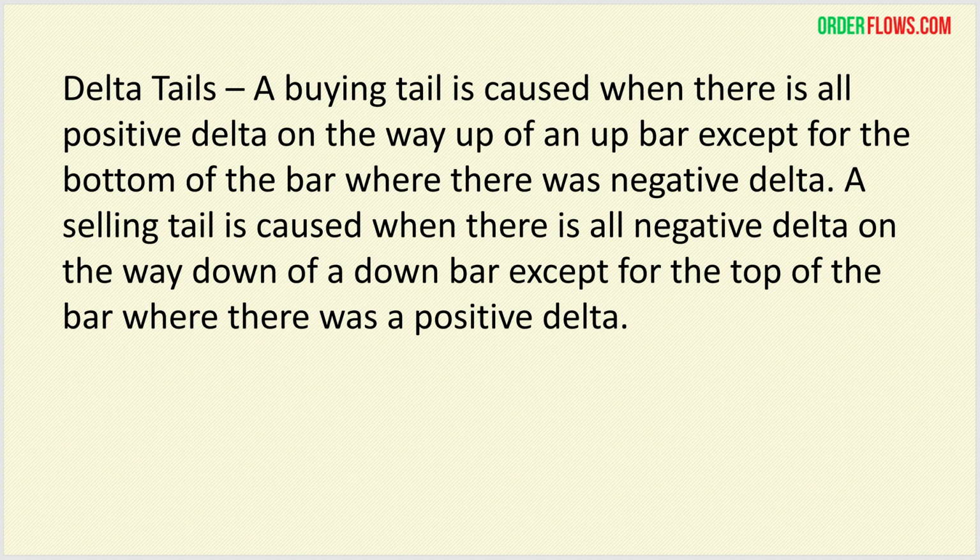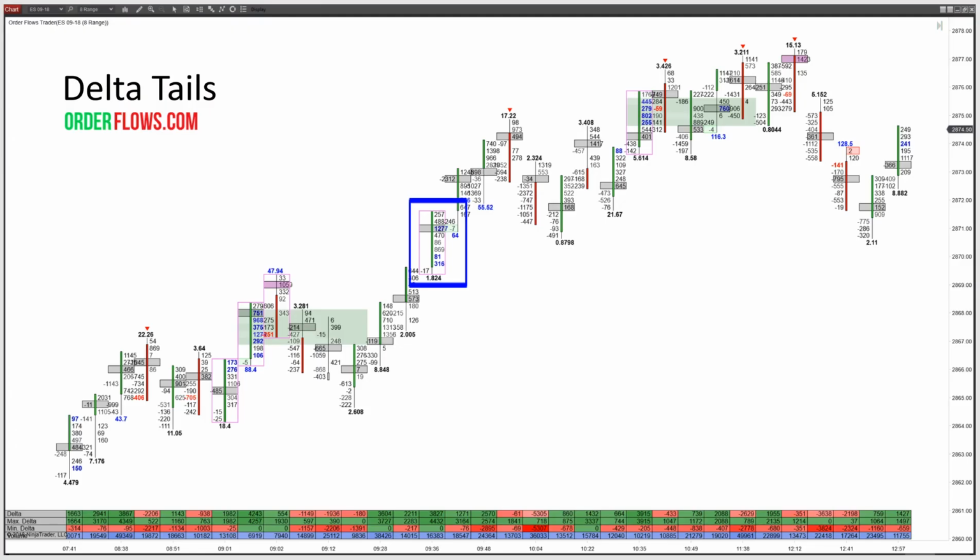Now a selling tail is the opposite, right? When you have all negative delta in the bar, but at the very top price level there was positive delta. And this is how it looks on the chart.